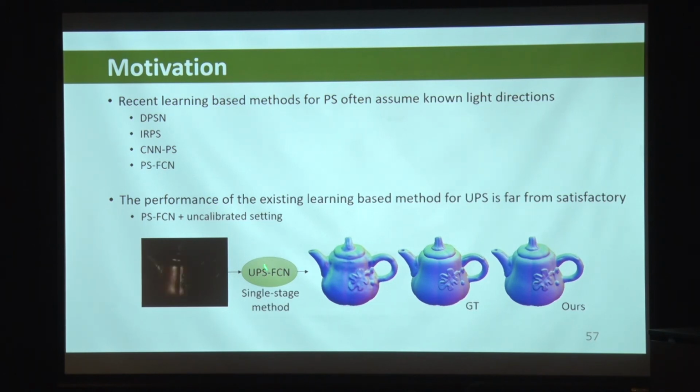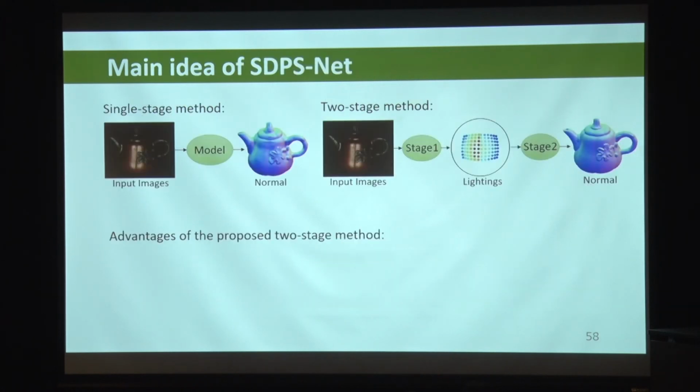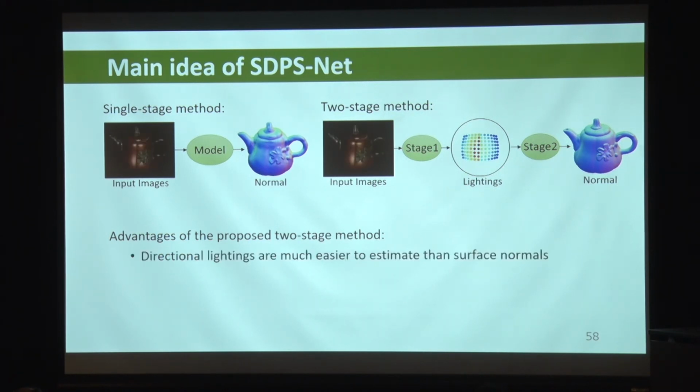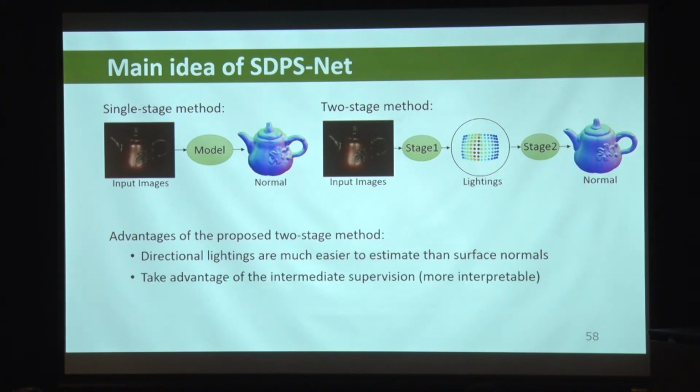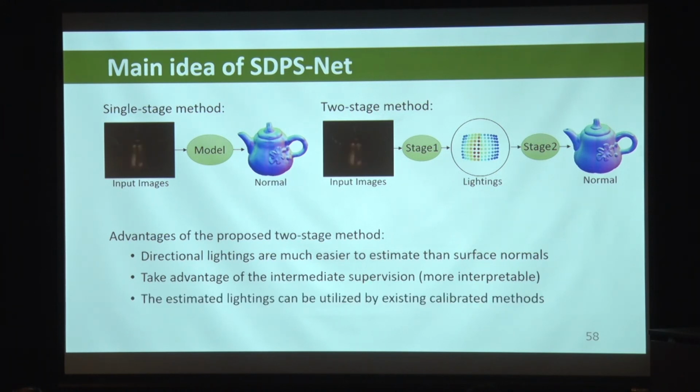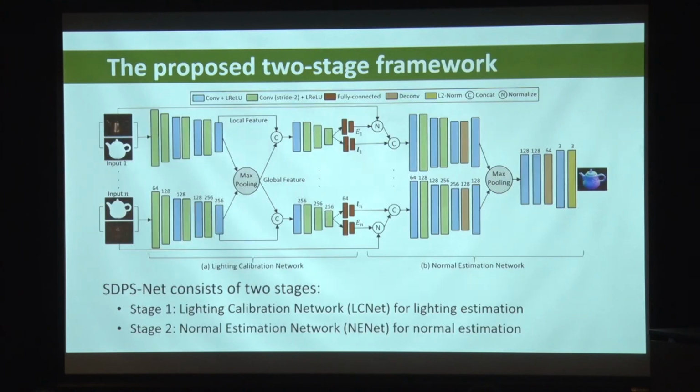And this time they just want to solve the problem without knowing the lighting vector, to hopefully make the result comparable to ground truth. So instead of a single-stage method that just does the prediction, they want a two-stage method: first do the lighting estimation and then do the normal estimation. Why is two-stage better? Because for directional lighting, you have much fewer parameters compared to the millions of pixels. This is easier to estimate. And then you can take advantage of intermediate supervision. More importantly, it makes this framework more flexible because you can just treat it as a lighting calibration method and follow with whatever existing photometric stereo network.